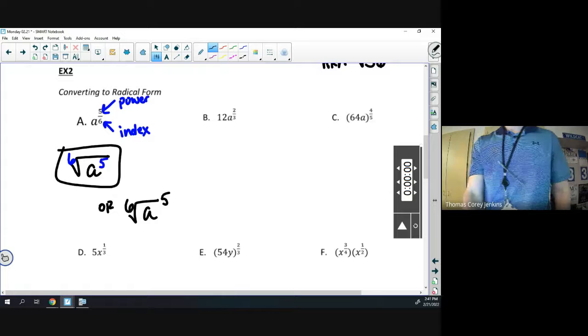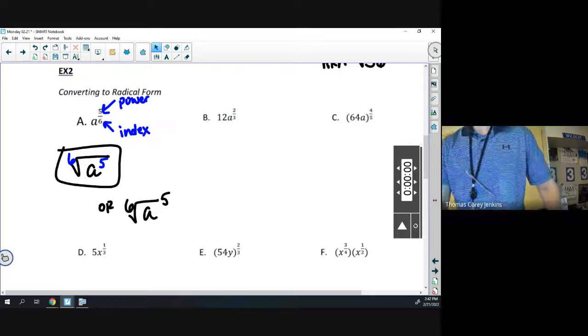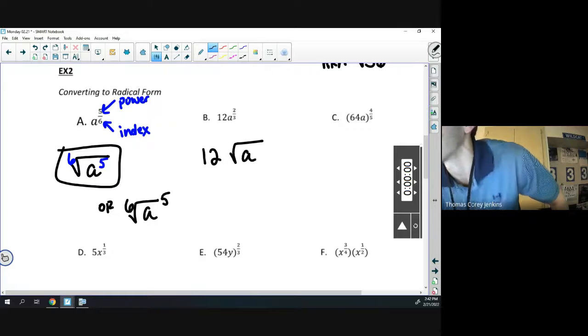Okay, do a couple more, and then you can check the notes for the rest. Okay, looking at example B, some people would get this wrong and they would think the 12a goes under the radical, but actually the exponent of 12 is 1. Okay, so the 12 actually goes outside the radical here. So we're thinking it's 12 times the radical, some radical of a.